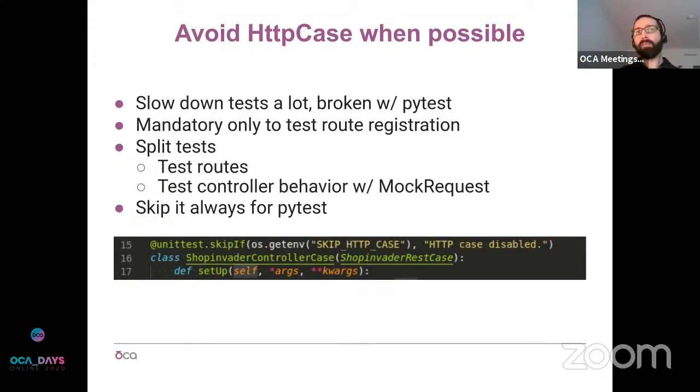And here you can disable them using whatever you want. In this case, I'm using an environment variable. So when I run the test with PyTest, what I do is that I put the skip HttpCase variable in front of my command, and those tests won't run. So this is the trick that you can use if you want to use PyTest and run the whole suite of the module without having to care about any HttpCase.